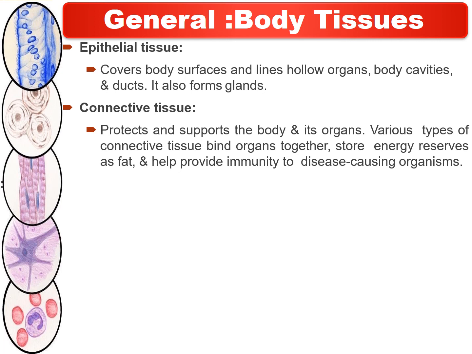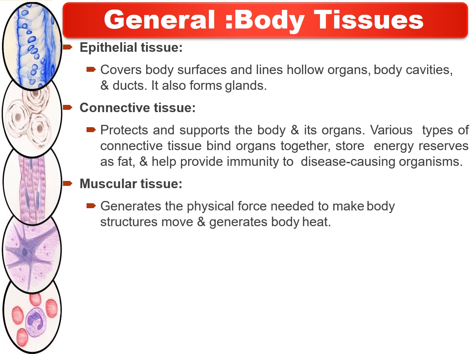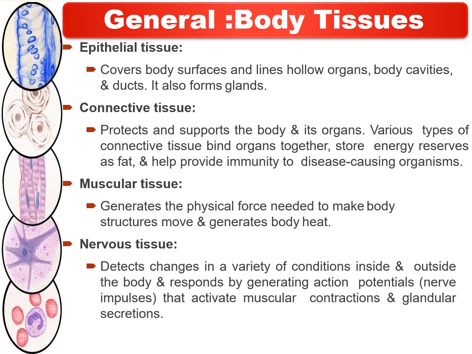Then what are the muscular tissues? Muscular tissues generate the physical force needed to make body structures move and generate body heat. Then the nervous tissue. What are they? They detect the change in a variety of conditions inside and outside the body and respond by generating action potentials, that are called nerve impulses, that activate muscular contraction and glandular secretions for that response.